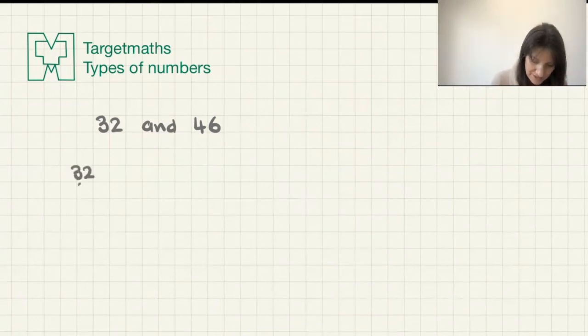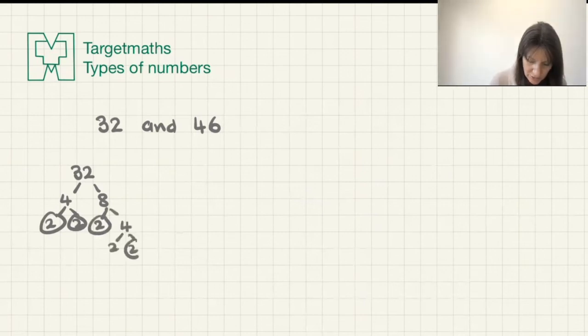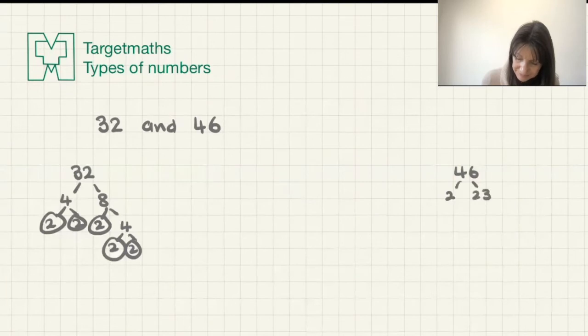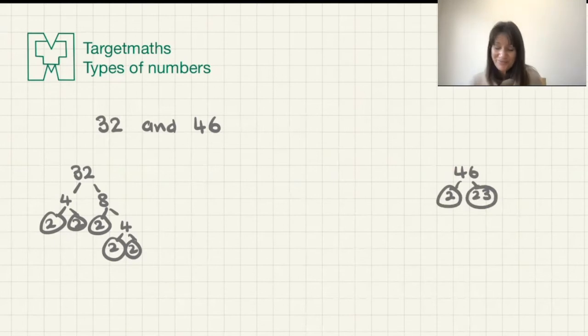Okay, so 32 is, I'm going to say 4 and 8. That's just what I see. 2 and 2. And then 2 again with the 4 and 2 and 2. So a lot of 2s in the 32. Okay, I'm going to do my 46 over here. And then I'm going to do my Venn in the middle. So 46 is going to be 2 and 23. They are both prime. I don't actually have to do much there at all.